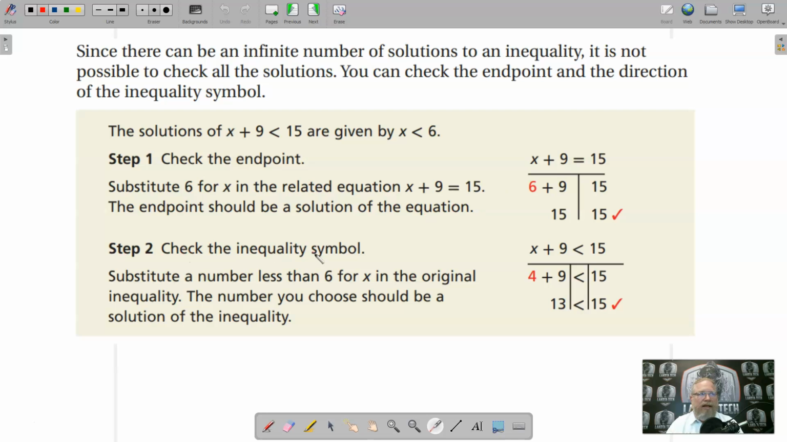Step 2, to check the inequality symbol, is to substitute a number that is less than 6 for x in the original inequality. The number you choose should be a solution of the inequality. And we know that a solution of an inequality is any value that makes the inequality statement true. So x plus 9 is less than 15. Let's think of a number less than 6. How about 4? Plug in 4. 4 plus 9 is 13. Is 13 less than 15? Indeed, that is true, so we know that indeed our inequality symbol is correct.